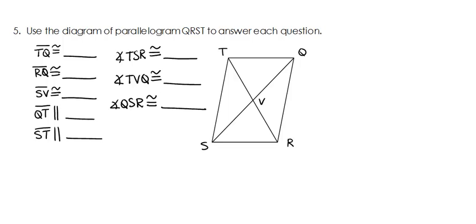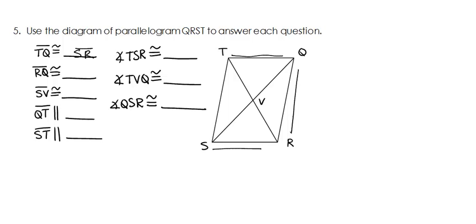Use the diagram of parallelogram QRST to answer each question. Basically you have to look at the different parts listed on the left and figure out what they're congruent to or parallel to based on the picture on the right. Let's start with TQ. TQ would be this segment. It's congruent to the segment opposite it. So opposite would be SR, so that's what I'm going to put on the line.